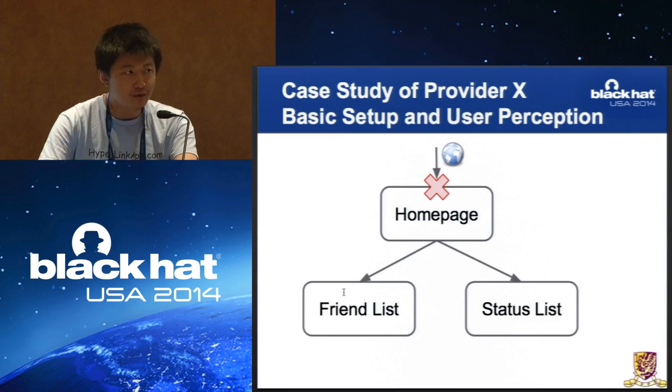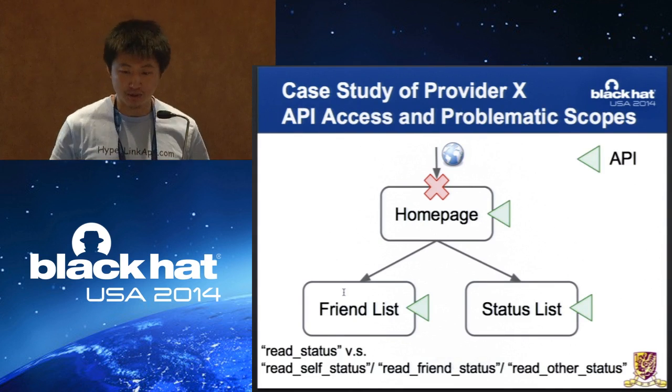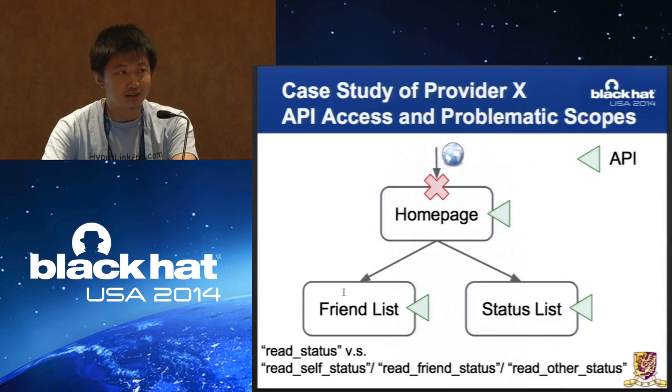However, we find that if you use the API access, there are actually more access points. You can access those objects directly. And there is another problem with this provider, because you recall that during the OAuth there is some permission, and you get the permission via the scope parameter.